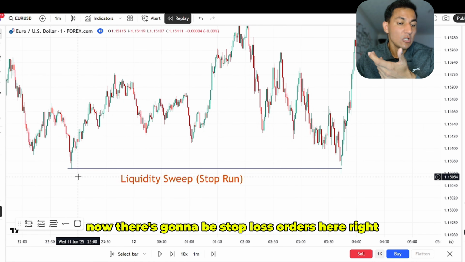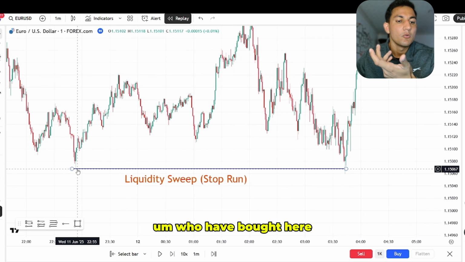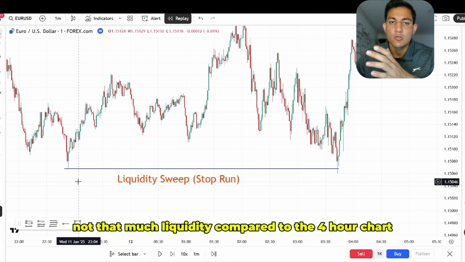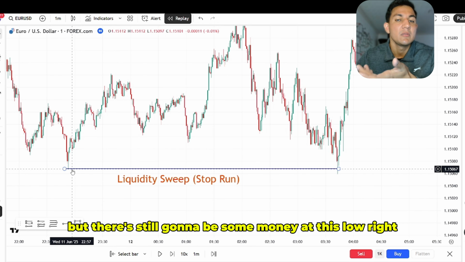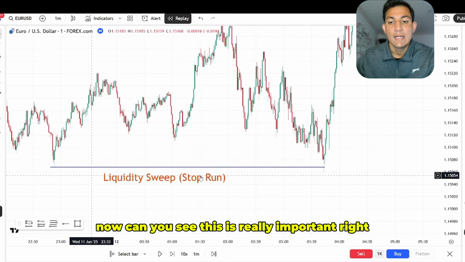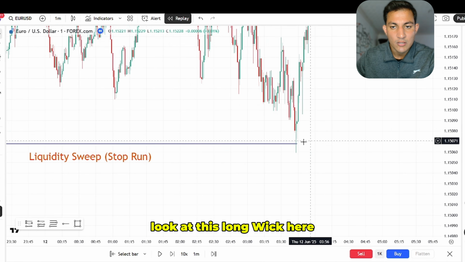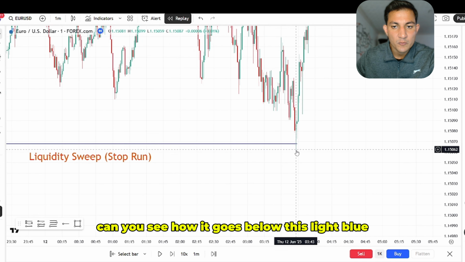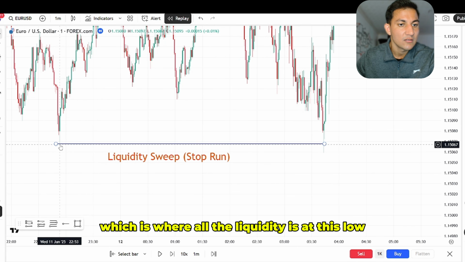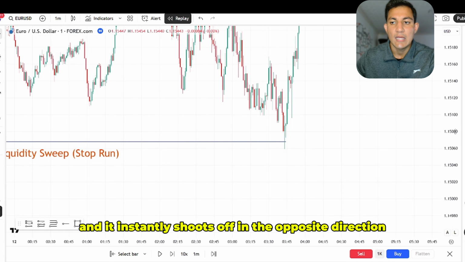Now, there's going to be stop loss orders here, right? Pretty easy to imagine. There are going to be people who have bought here and put their stop loss at this low right here, right? Not that much liquidity compared to the 4-hour chart, but there's still going to be some money at this low, right? Someone's going to have their stop loss here, right? Now, can you see, and this is really important, can you see this long wick? Look at this long wick here. Can you see how it goes below this dark blue line, which is where all the liquidity is at this low? It goes just below it, and it instantly shoots off in the opposite direction, right?